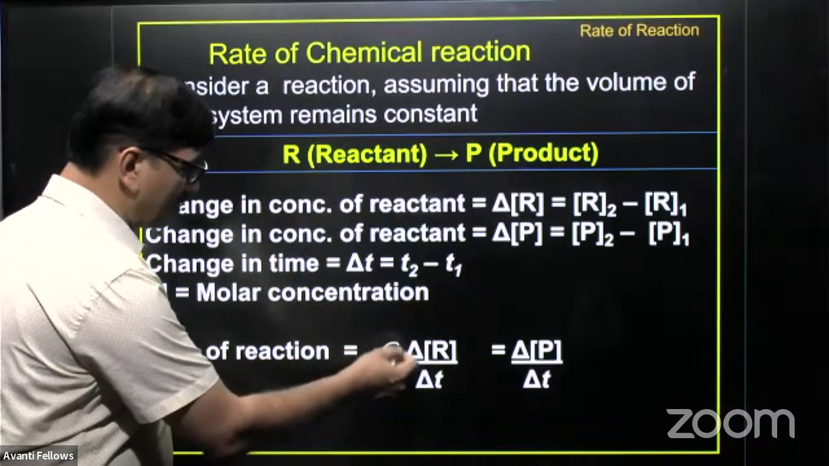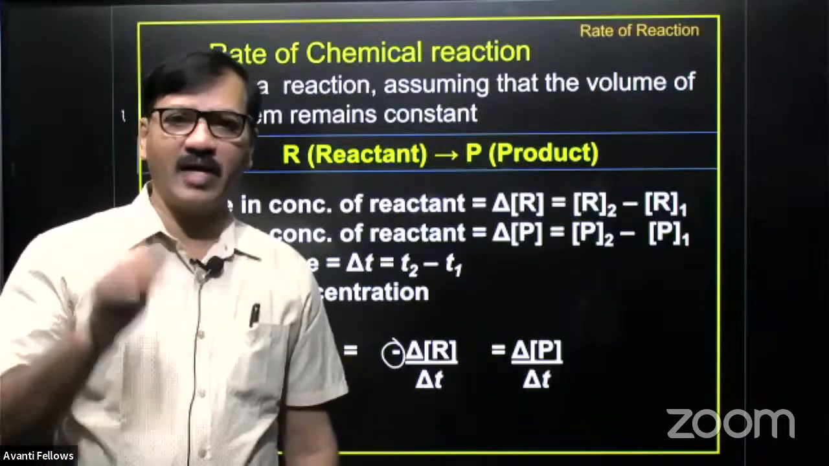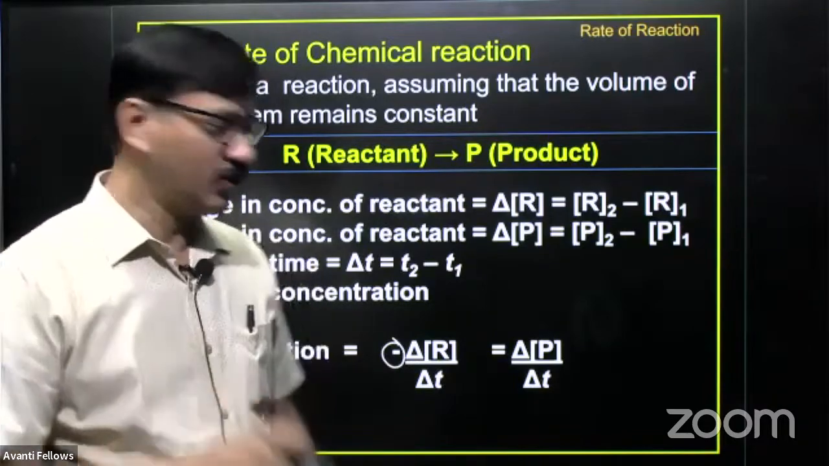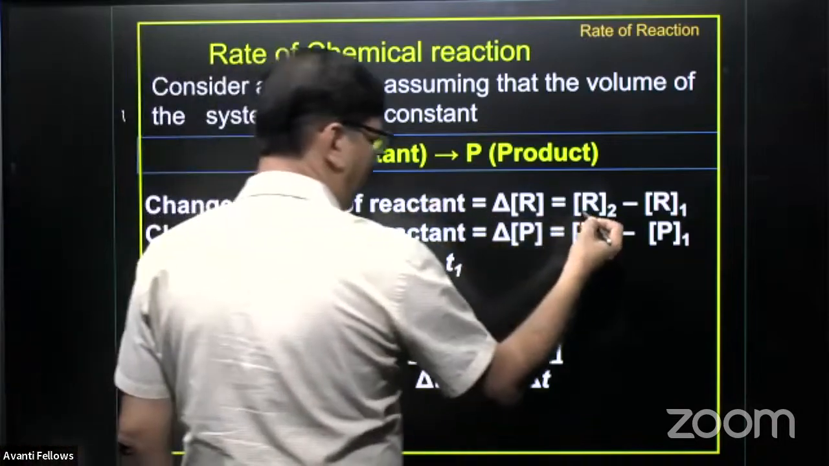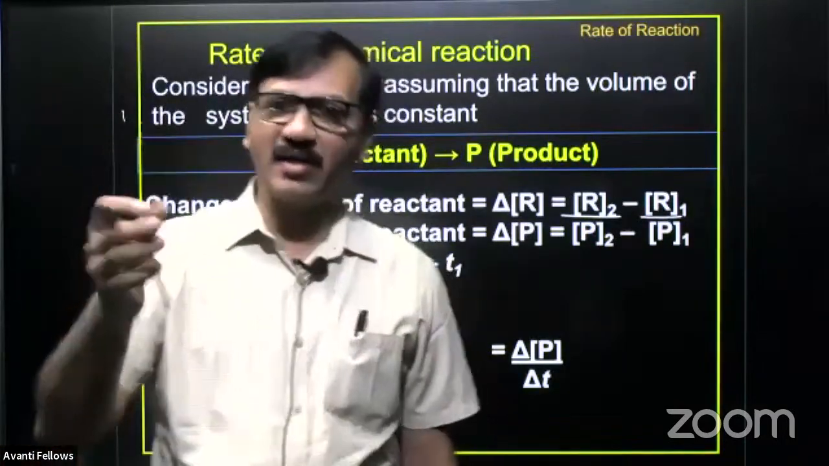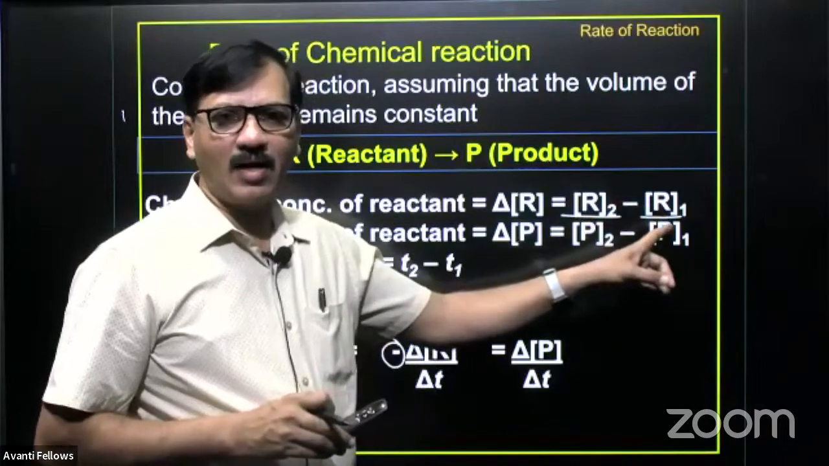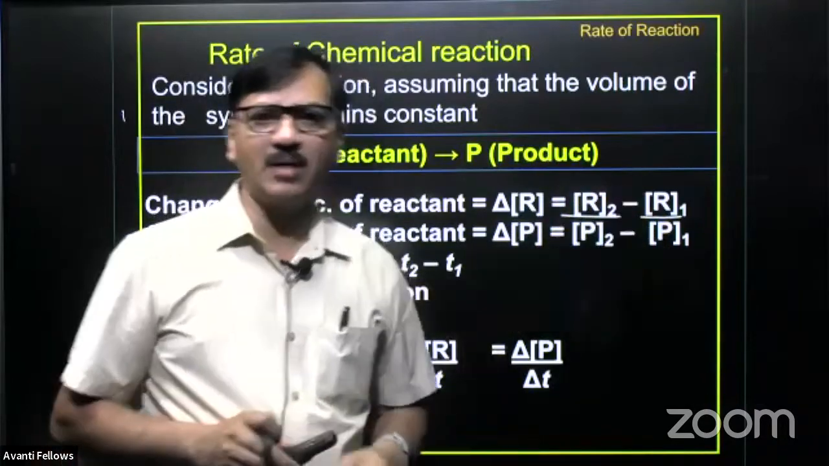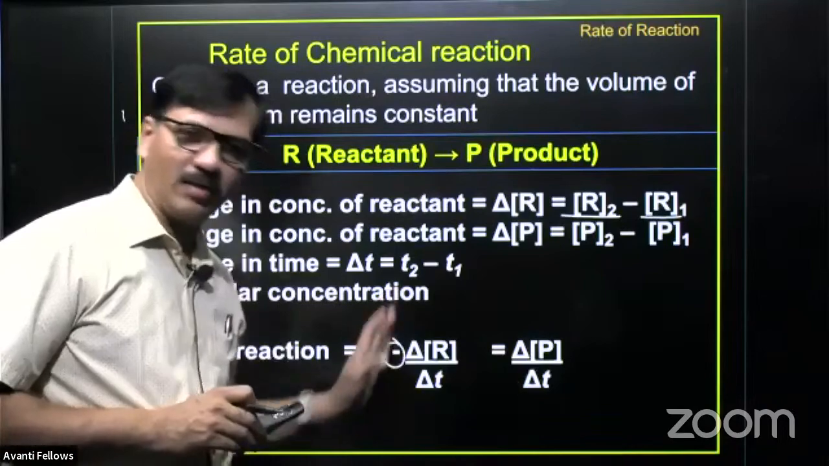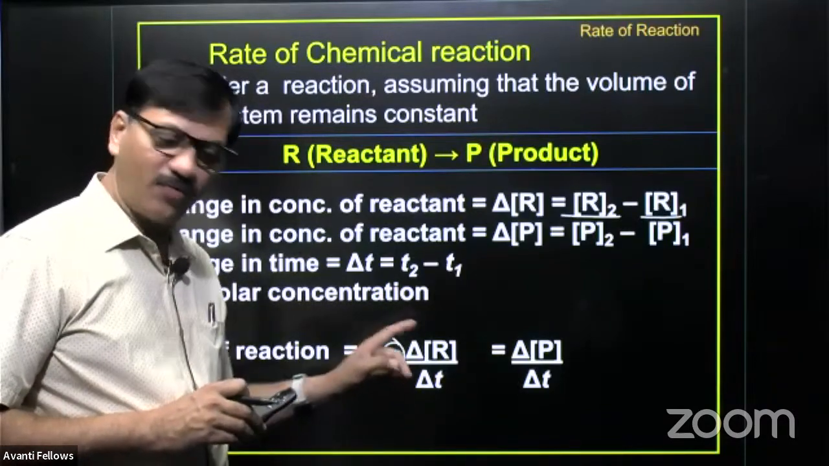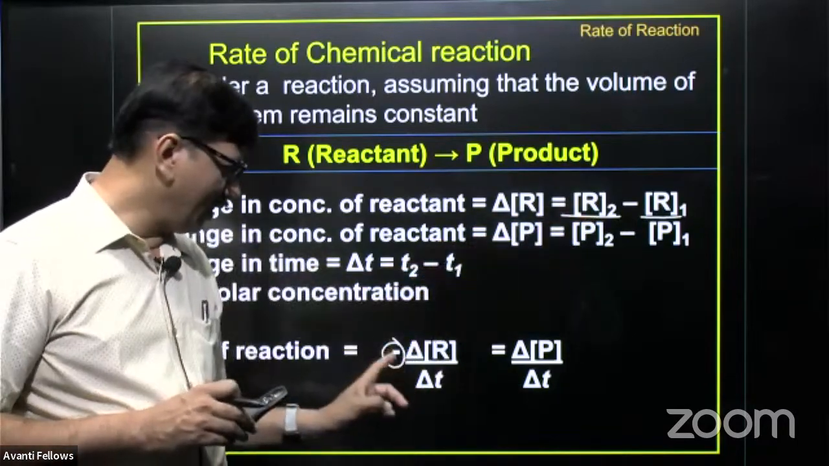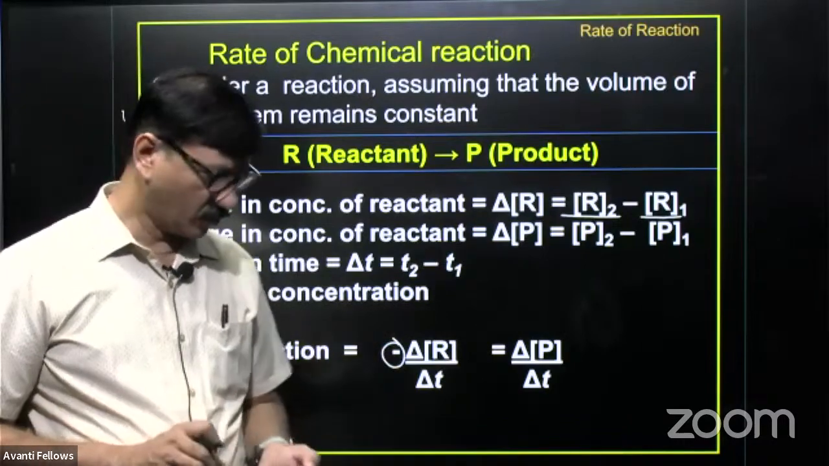Now the question is, why this minus sign? The rate is always positive. Rate of a reaction is positive. Now, if you take the reactant, R2 minus R1, the reactant after time t has decreased. So R2 is smaller than R1. Therefore, R2 minus R1 becomes a negative one. So to make it positive, we have to put a negative sign so that these two are equal. Delta R is always taken as R2 minus R1. Therefore, the negative sign is being given.